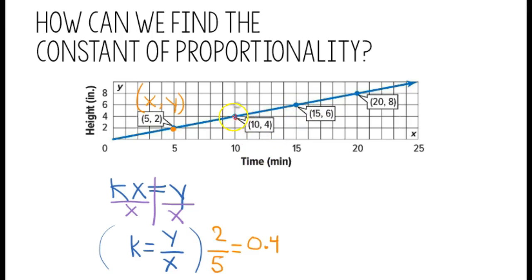For example, if I were to pick the next one, 10 comma 4, again, we know our ordered pair is x comma y. If I wanted to find my k, I would know k is equal to y divided by x. Our y in this case is 4. Our x value is 10. So again, we get 4/10 or 0.4. So that's how you find the constant of proportionality using a graph where there's a constant rate of change.